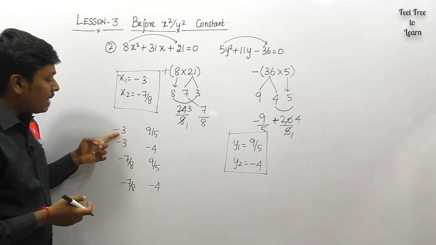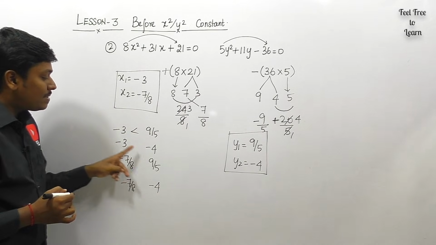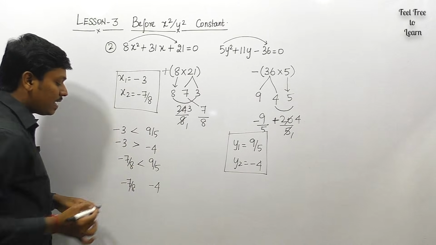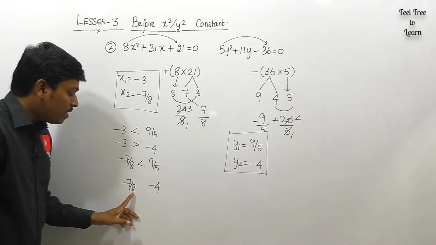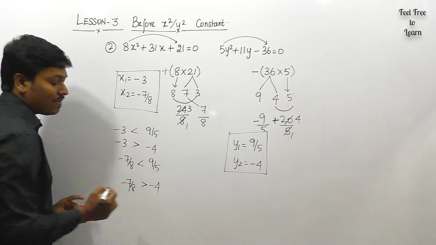So friends, here it is minus 3 and here it is positive. So positive will be greater than. Here it is minus 3 and here it is minus 4. Minus 3 is greater than. So here positive is greater than. Here it is minus 7 by 8 and here it is minus 4. So friends, you need to cross multiply this. 8 4s are 32. So minus 32, minus 7, is greater than.